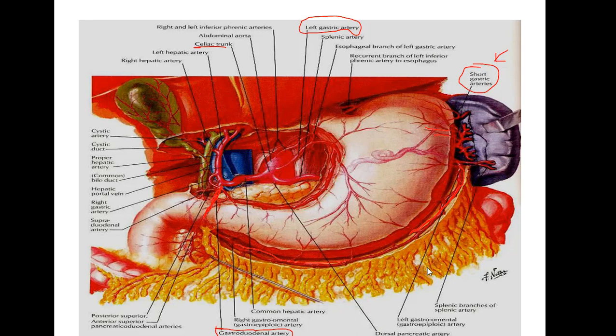The next one is the stomach. The stomach has a very rich blood supply, as you see in this picture, very clear. We will start with the lesser curvature. In the lesser curvature, we have two arteries: the left gastric artery and the right gastric artery.